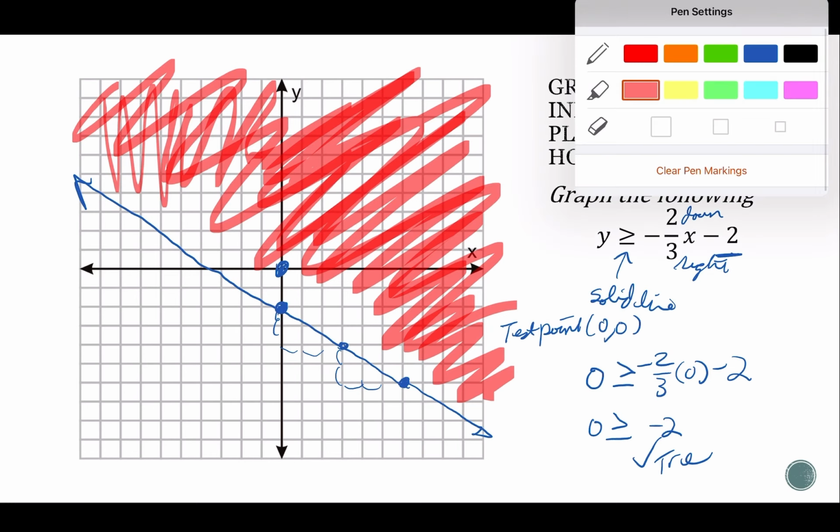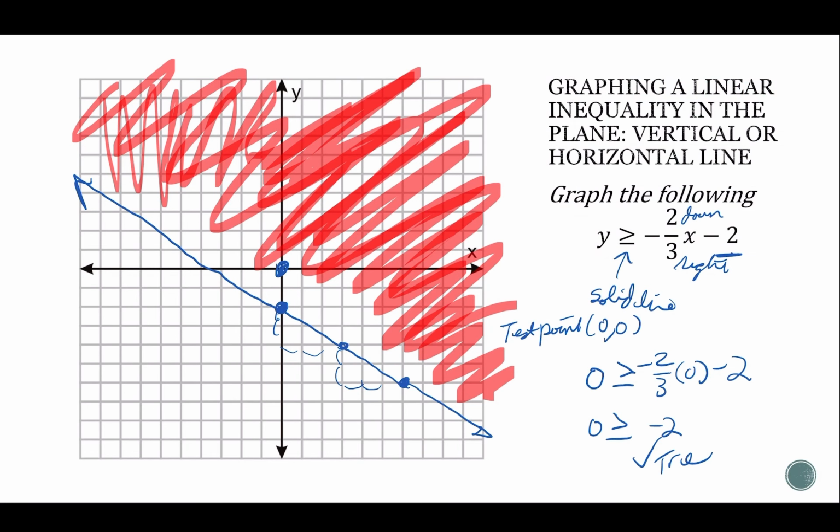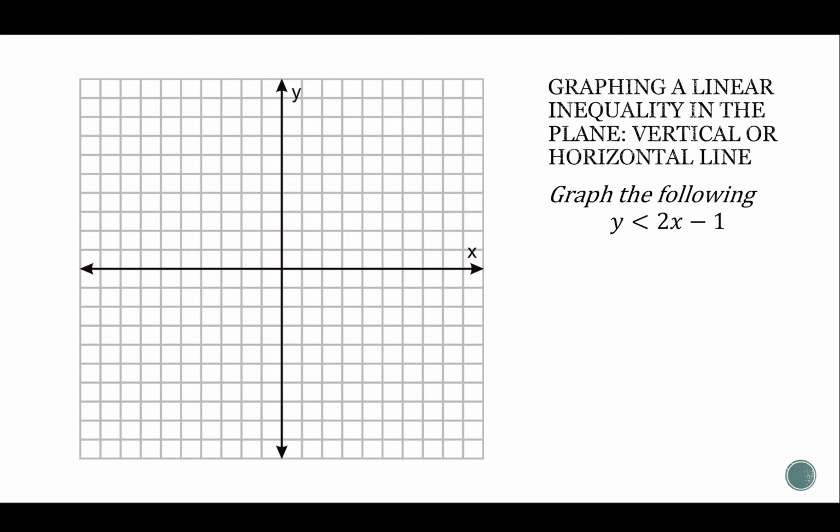Let's work on another example. Here I have y is less than 2x minus 1. So I know already I'm going to need to do a dashed line. My y-intercept is negative 1. My slope is 2, so that means I'm going to go up 2 over 1 to the right. So I go up 2 over 1, up 2 over 1, and I can keep going. And I'm going to draw a dashed line, because it's strictly less than. My line is not in the solution.